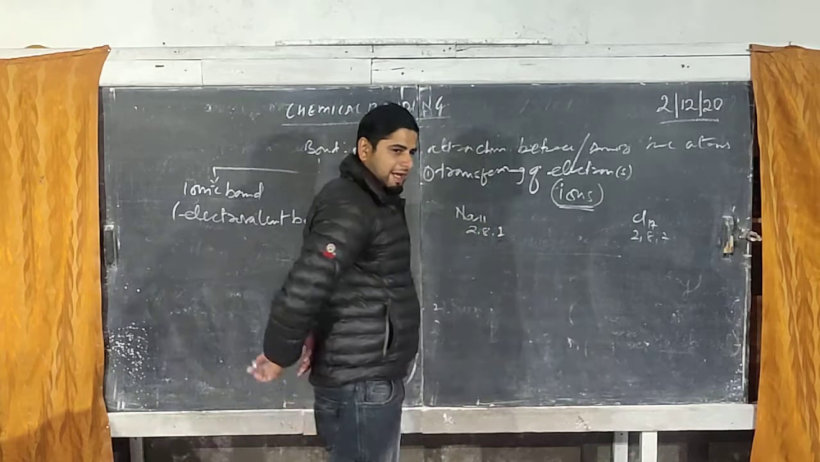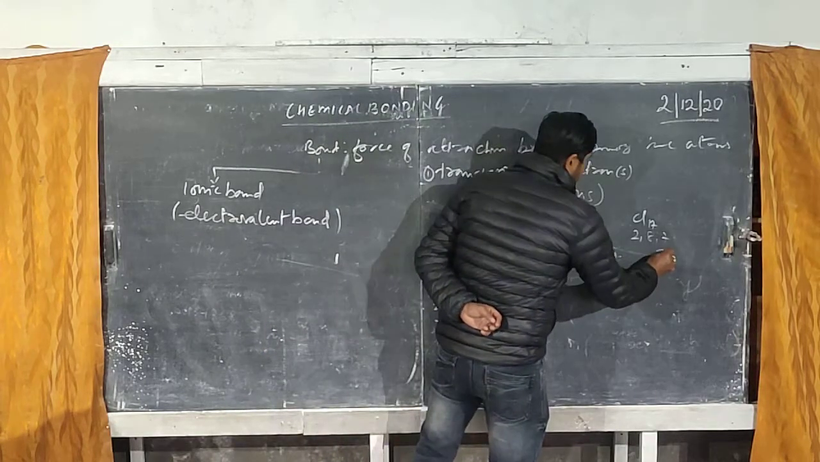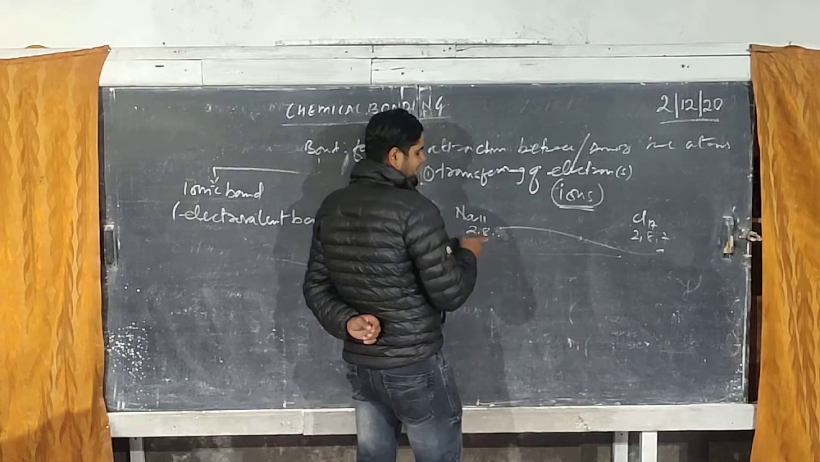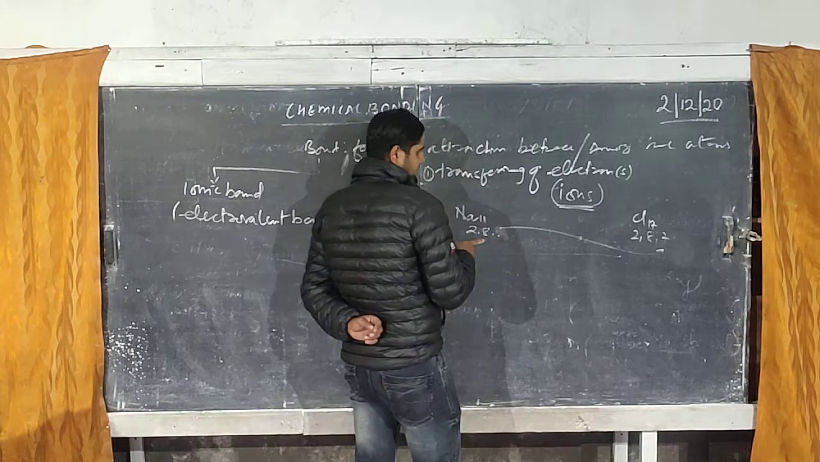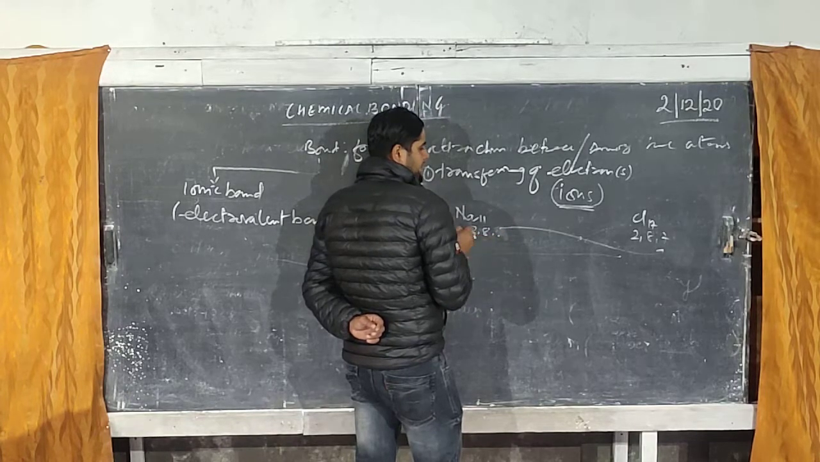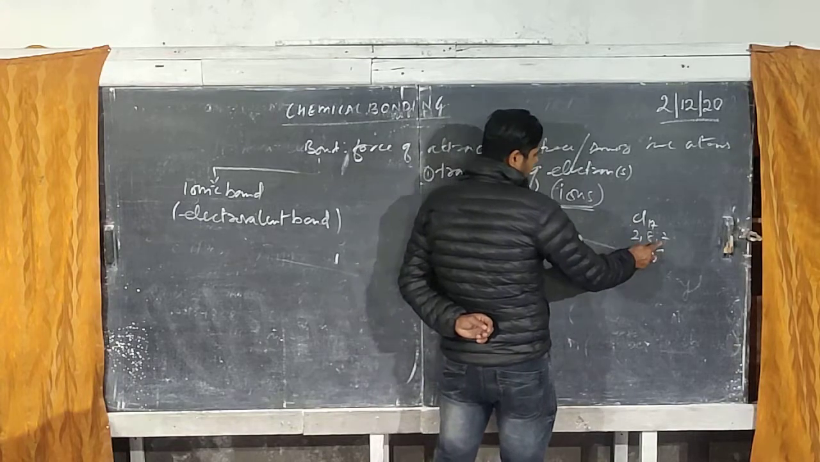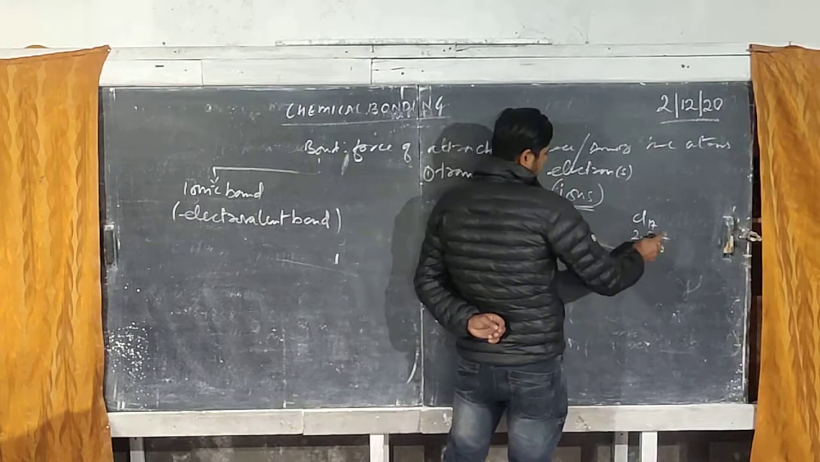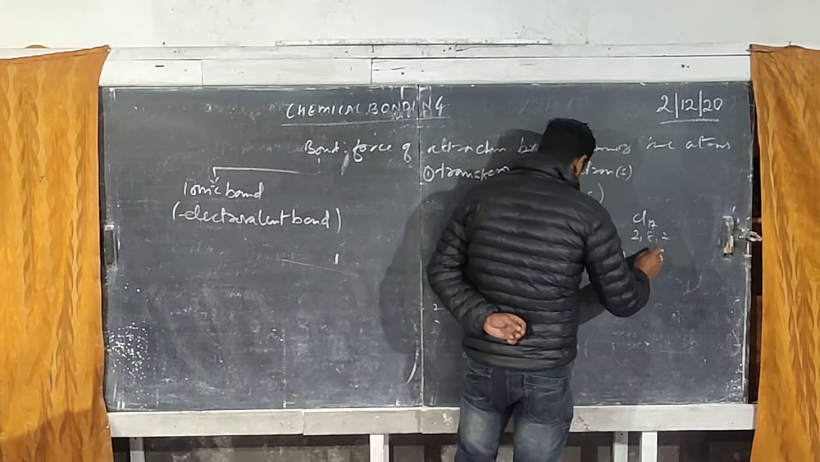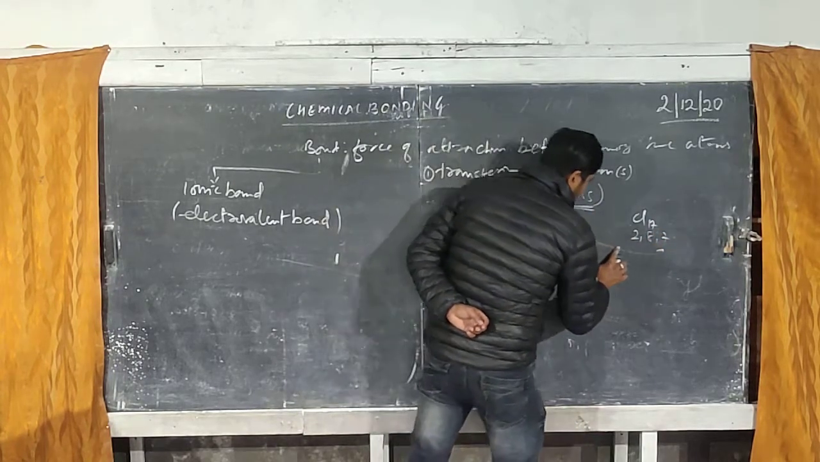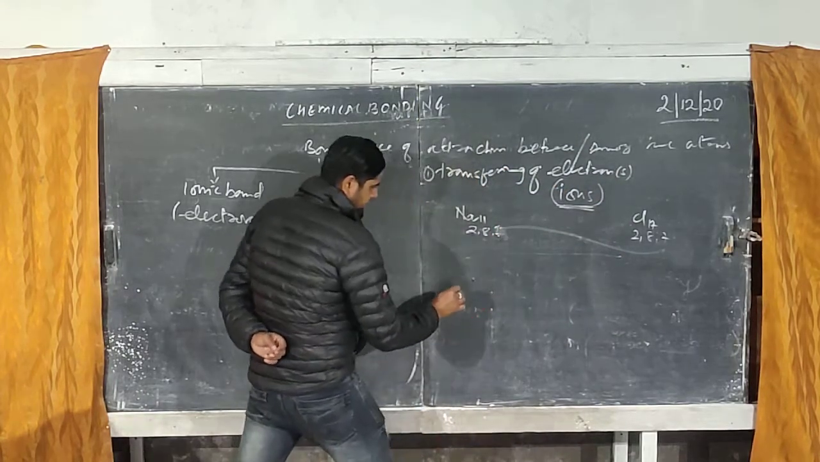Yes. So now, if we transfer this one electron from sodium, then the outermost shell will be the second shell, and in the second shell we already have 8 electrons. So this can be done. Here in chlorine we have 7 electrons. If it accepts this electron from sodium, then it will become 8. Yes or no? So this is the reason why there is a formation of Na plus.